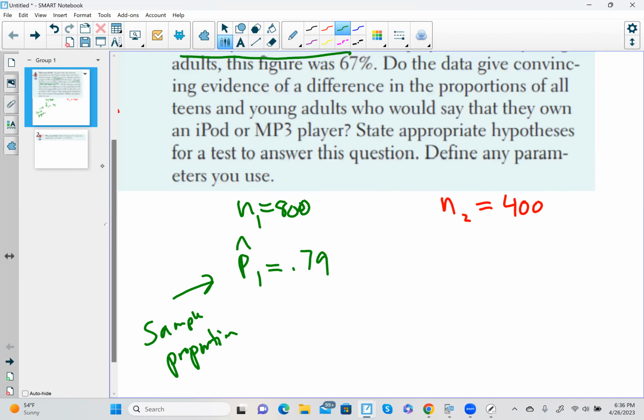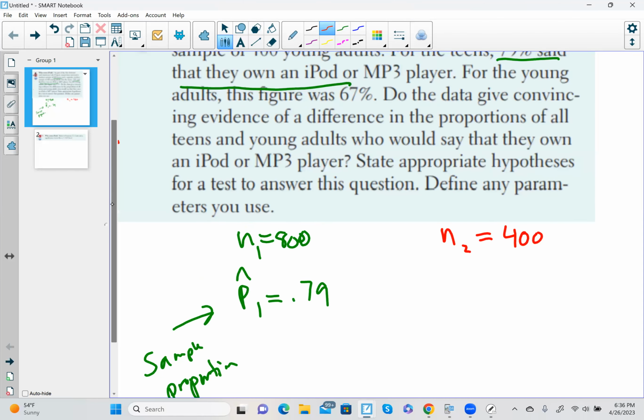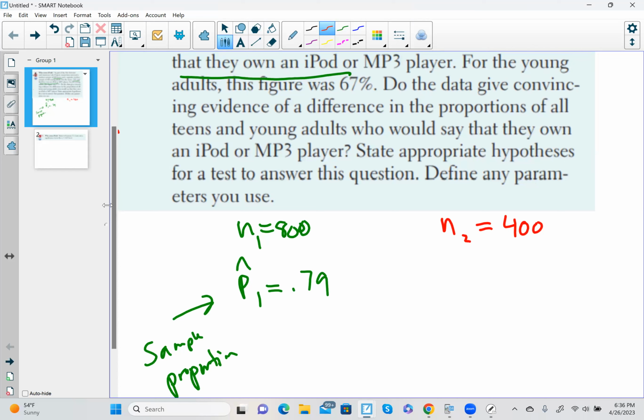Okay, good. And then for the other group, they're saying that for the adults, the young adults, the figure was 67%. So we're going to write P hat 2 equals 0.67. So that's what that is. P hat 2 equals 0.67. All right. So that's what we have. Again, that's a second sample proportion. And then here comes the key question.